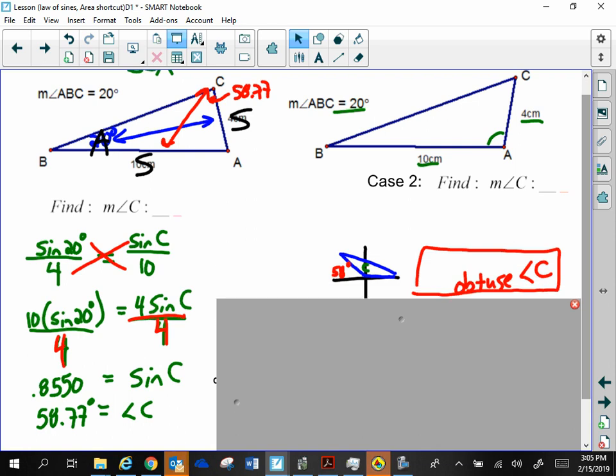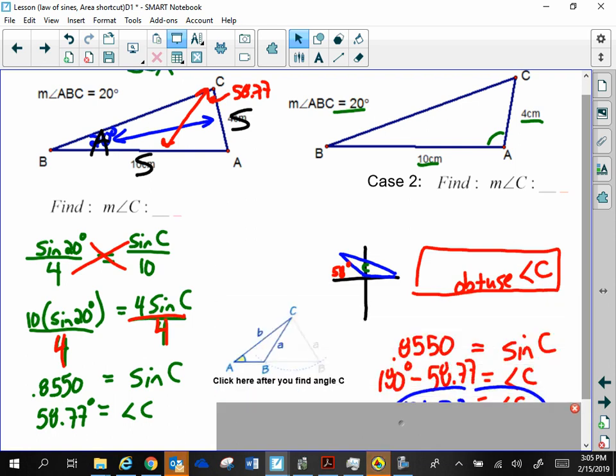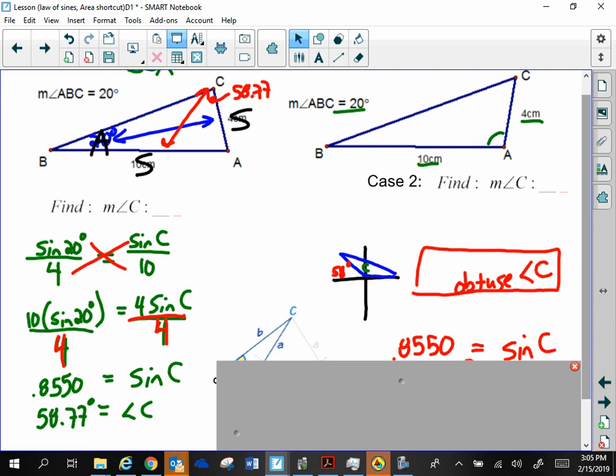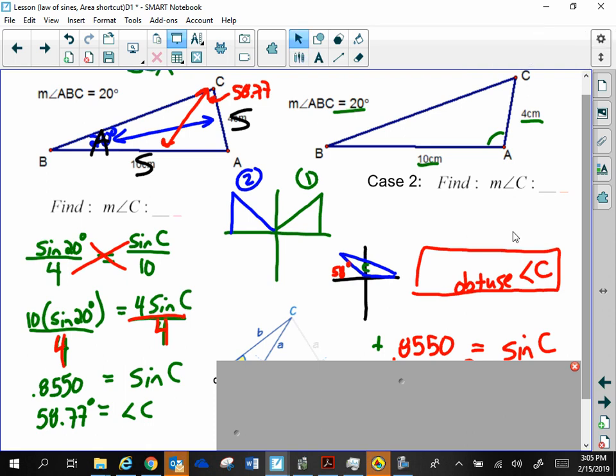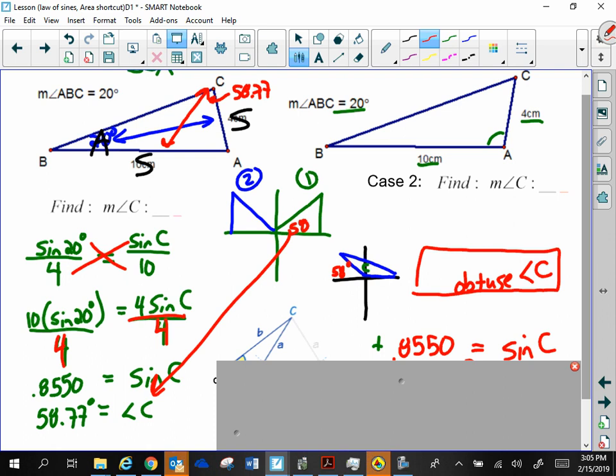So as I come back here and look at this, I did this same case right up here, but I said, if this is going to be an obtuse angle, the one thing you've got to realize is that sine can be positive in two different quadrants. Sine can be positive right here in quadrant 1, and sine can be positive right here in quadrant 2. If we found out that we had a 58-degree angle in quadrant 1, so this is 58 degrees right there in quadrant 1.